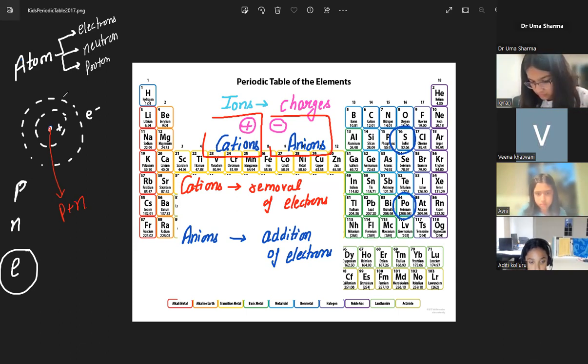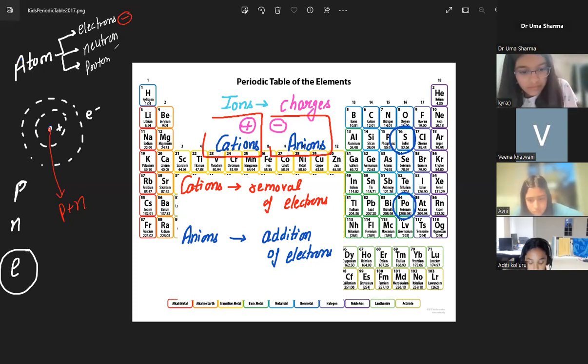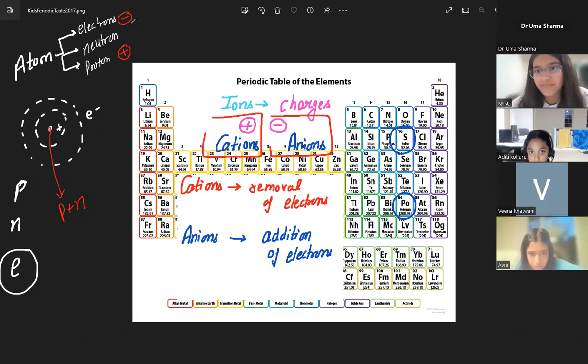And what is there outside the nucleus? Electrons. What is the charge on the electrons? Negative. And protons are positive, right, Aditi? And neutrons? Neutrons are positive? No, neutrons are zero.